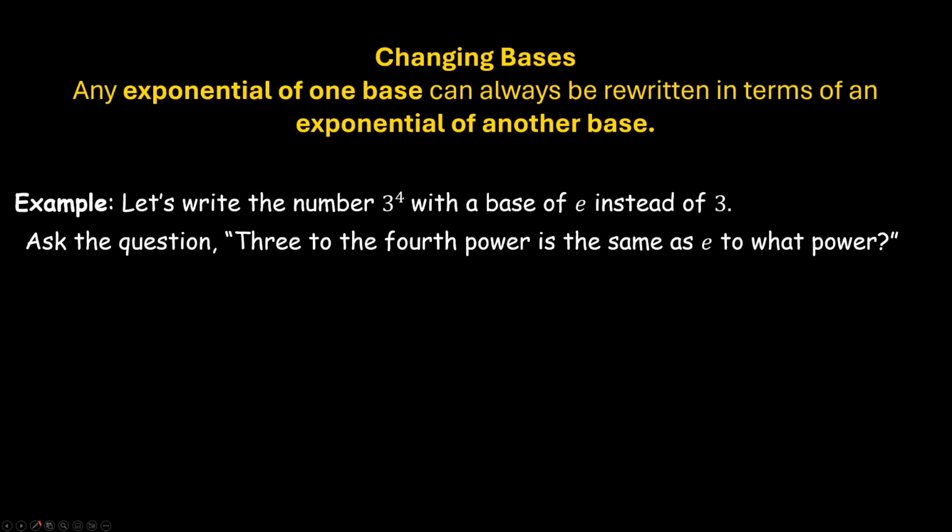Okay, so we know that any exponential of one base can be written in terms of an exponential of another base. Say you wanted to write 3 to the 4th with a base of e instead of a base of 3. All you have to do is think of the question, 3 to the 4th power is the same as e to the what? And then just figure out what that thing is.